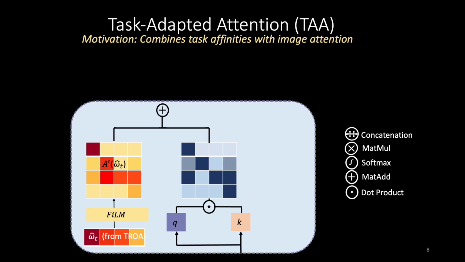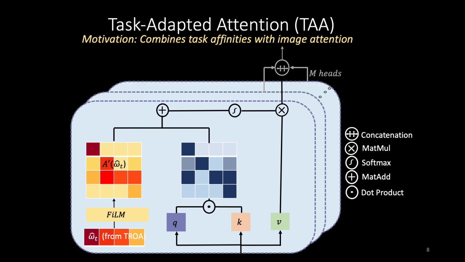In more detail, we combine the two matrices in our task-adapted attention module and pass the sum through a softmax operation, which is then followed by multiplying the value to get the single head attention output. This process is repeated m times for multiple heads, and we get the task-adapted attention at the end of it.